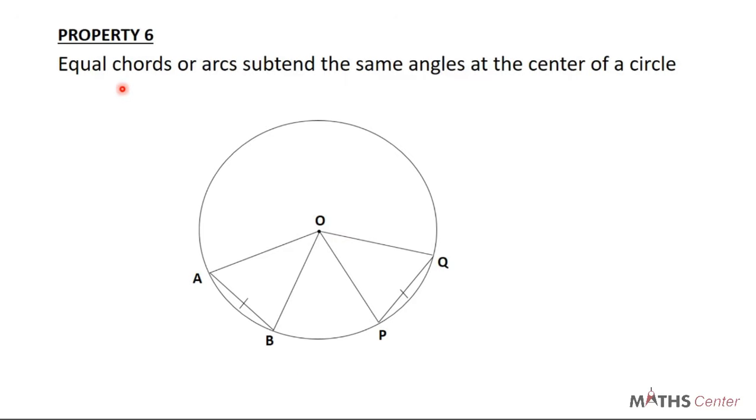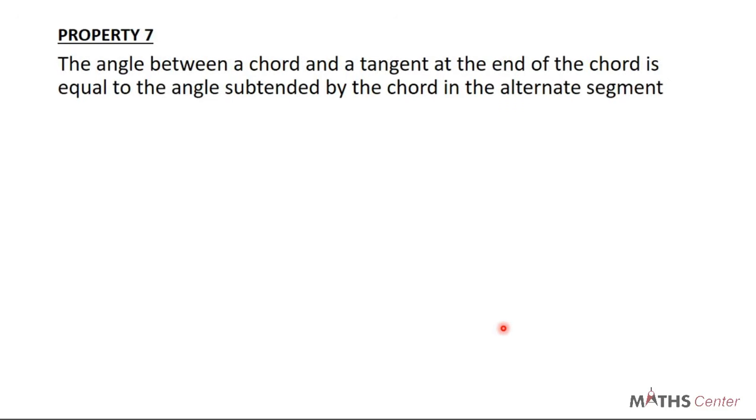This property says that because AB is equal to PQ, the angles that they will create at the center of the circle will be the same. So what this means is that angle AOB is equal to angle POQ. It means that if the angle created here is S, the angle created here will also be S. I hope that is clear. Let's move on to the next property.